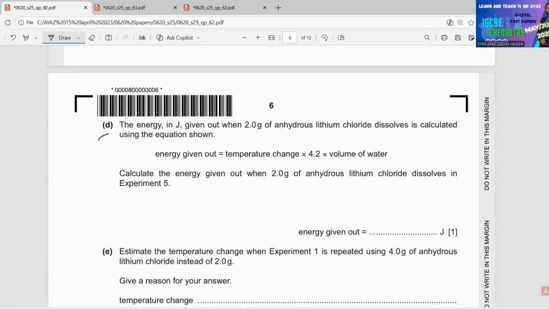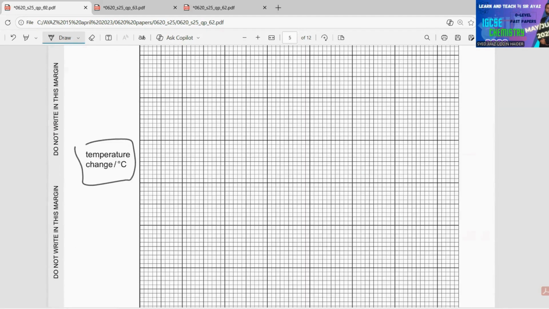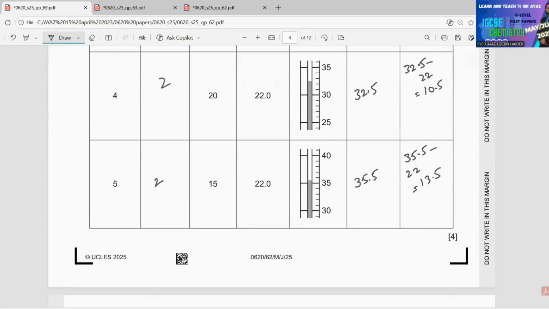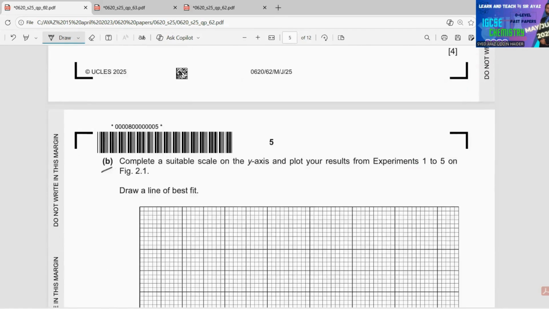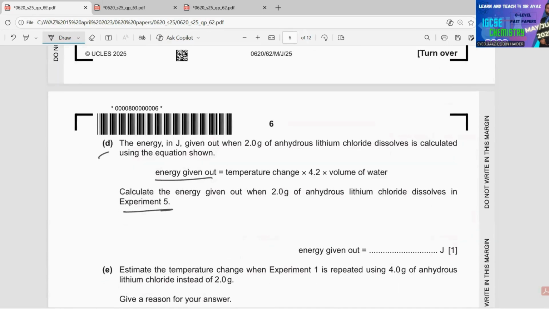D. The energy in joule given out when 2 grams of anhydrous lithium chloride dissolves is also calculated using the equation shown. Here's the equation. Calculate the energy given out when 2 grams of anhydrous lithium chloride dissolves in experiment 5. So temperature change for experiment 5. If you look at this, what is the temperature change for experiment 5? It's 13.5.